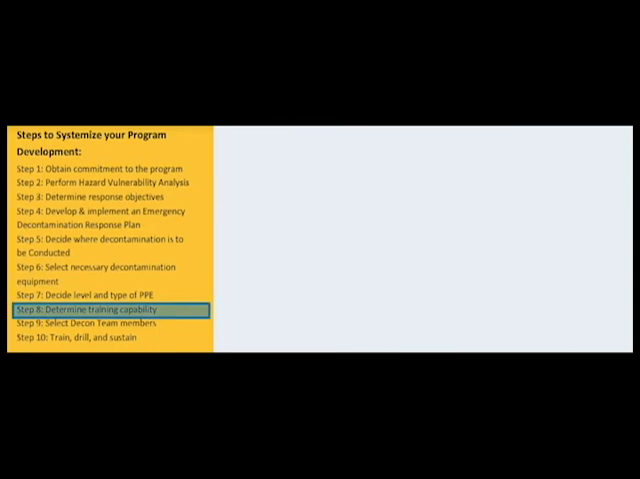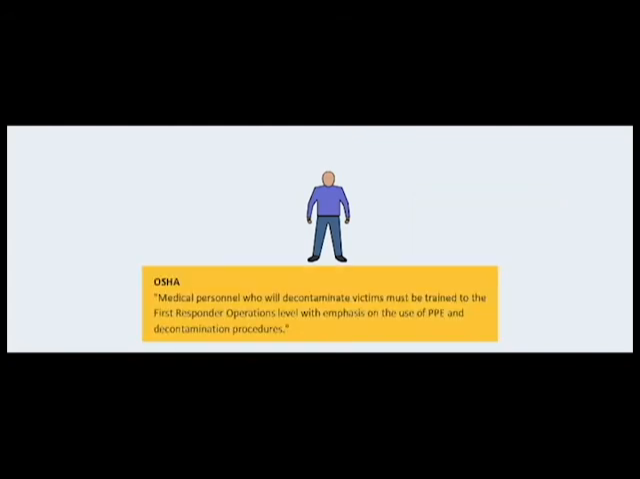Step 8. Determine training capability. First receivers require initial and annual refresher training that focuses on the individual's role and functions during an emergency decontamination operation, the zones in which they work, and the likelihood that they will encounter contaminated patients. According to OSHA, medical personnel who will decontaminate victims must be trained to the first responder operations level with emphasis on the use of PPE and decontamination procedures.